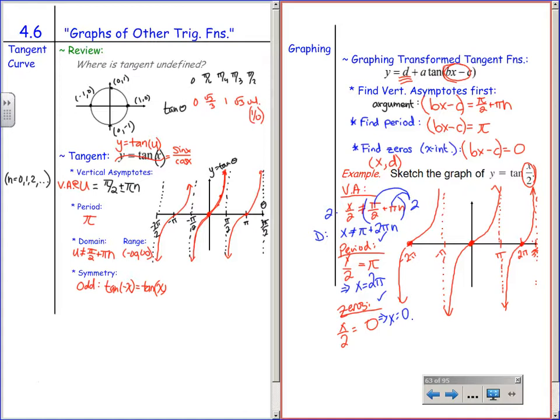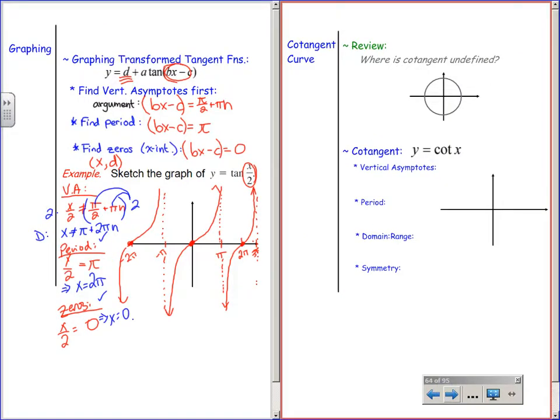But otherwise, you can just follow my steps 1, 2, and 3 and have your zeros and vertical asymptotes in the right places, and then swoop, swoop. Cotangent. How is it different? Cotangent is flipping tangent, right? So if I was to take my 0, root 3 over 3, square root of 3 over 3, 1, square root of 3, and flip them all, guess what ends up happening?